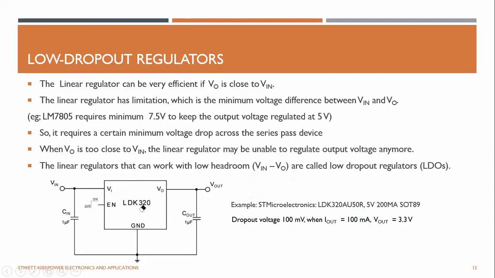For these LDOs, that drop is very low. The other types of linear regulators, like the old-fashioned LM7805, to get a 5 volt output, you have to keep at least 7.5 volts at the input to get the regulation. If this voltage drops to 6 volts, you won't get 5 volts. Maybe your voltage will drop to 4.5 volts, because they are not low dropout. Low dropout means the voltage drop across the device is very low.